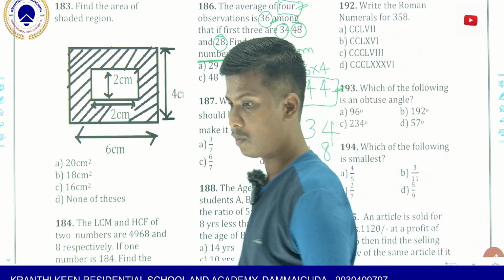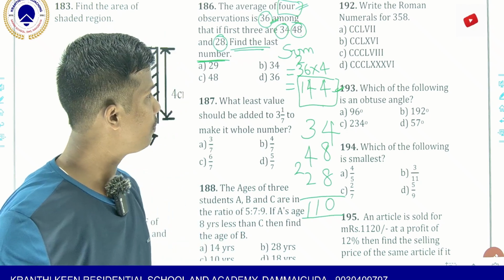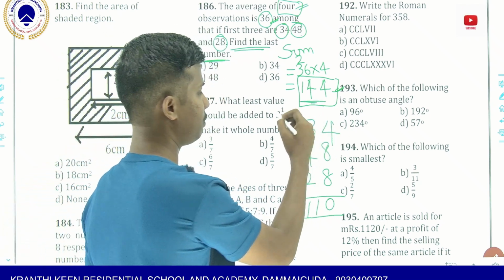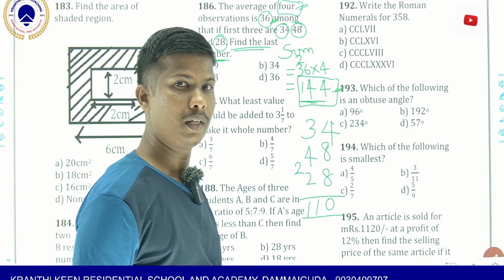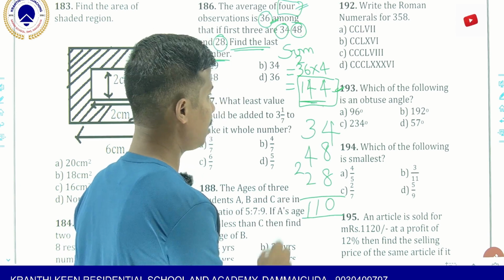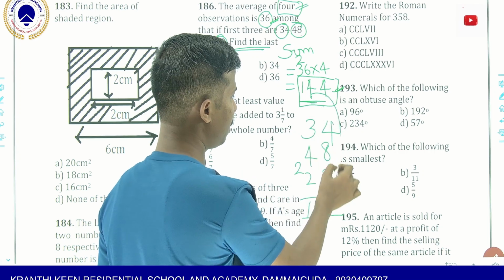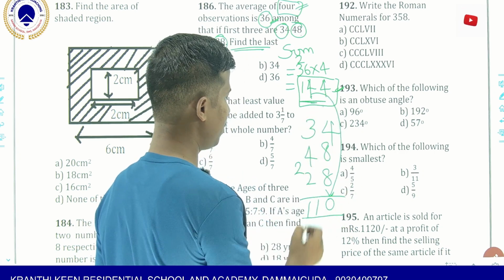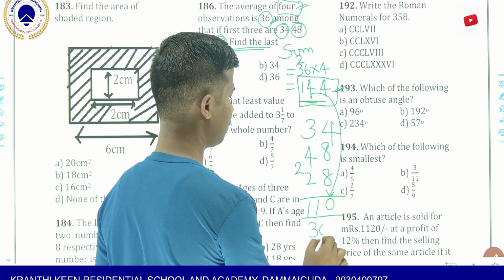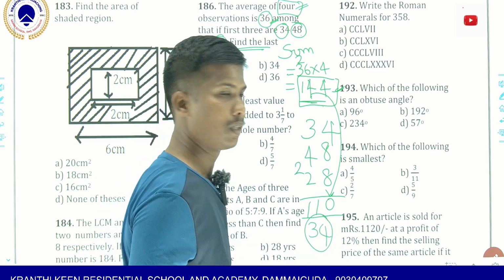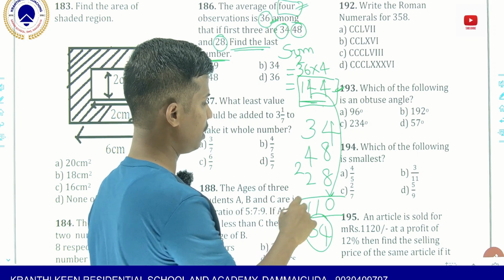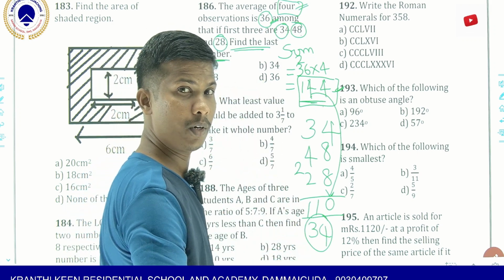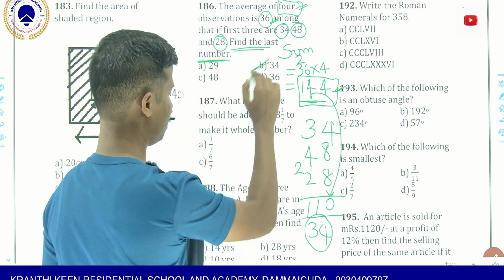But what we know from the given data, if you add all the four numbers, you have to get 144, no? Okay. Then what might be the fourth number? The difference of these two, no? 144 minus 110. What is the difference of 144 minus 110? It is 34. That means if you subtract 110 from 144, you get 34. Therefore, the last number will be how much? It will be 34 only.